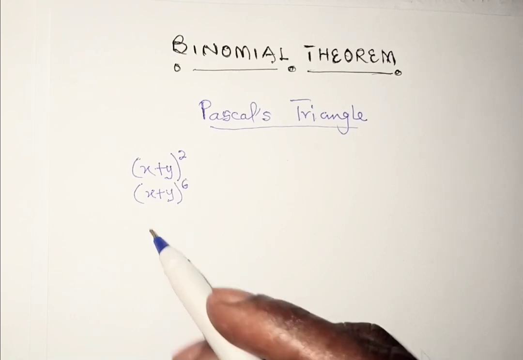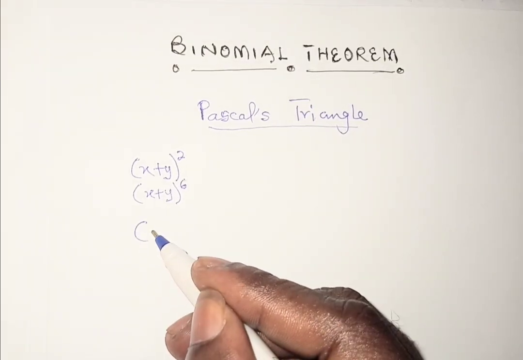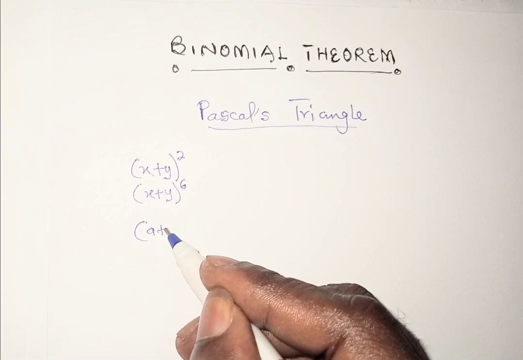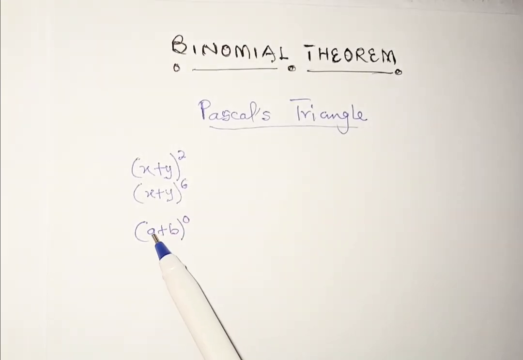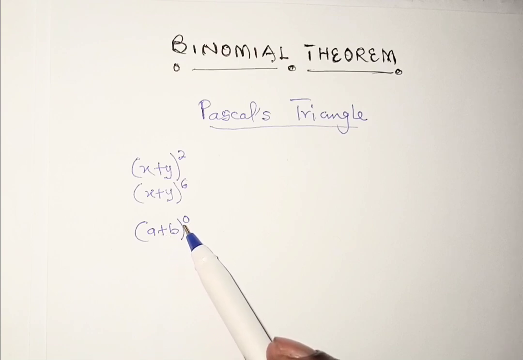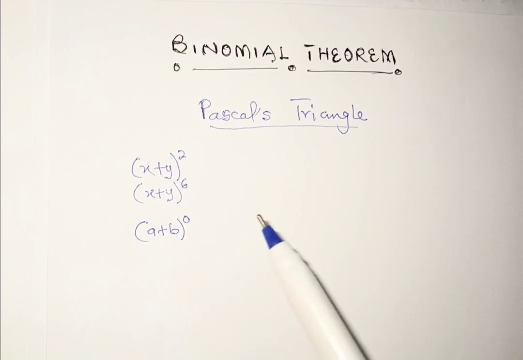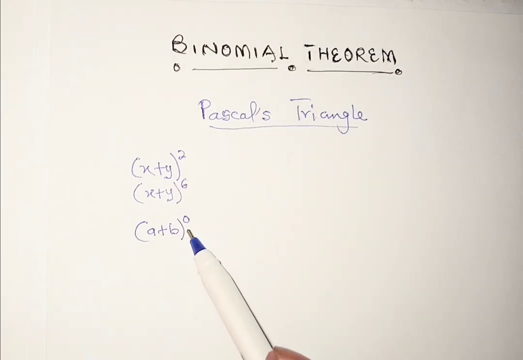So let's begin with, let's say you have (a + b) exponent 0. So we start with exponent 0. You know that any non-zero number exponent 0 gives us what? I know you can tell me the answer. Yes. So it gives me 1.